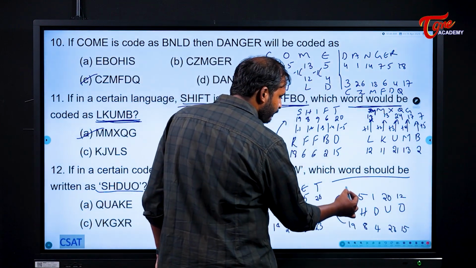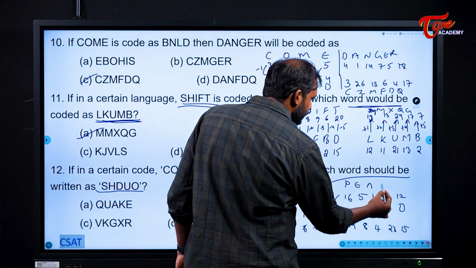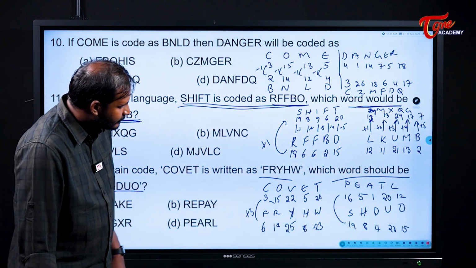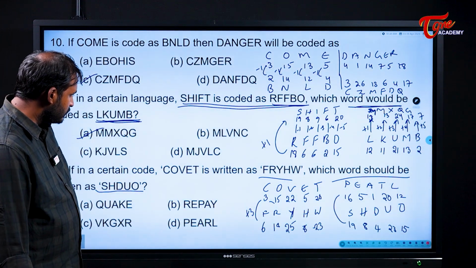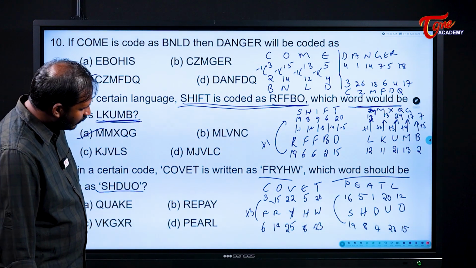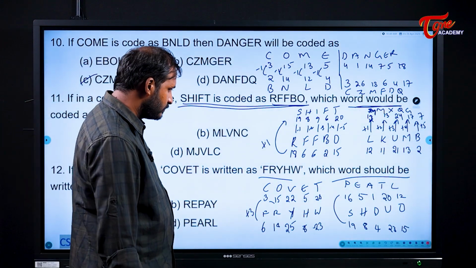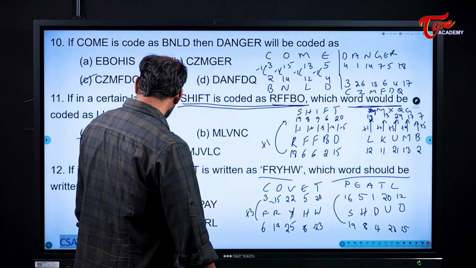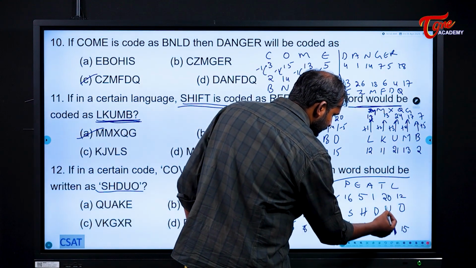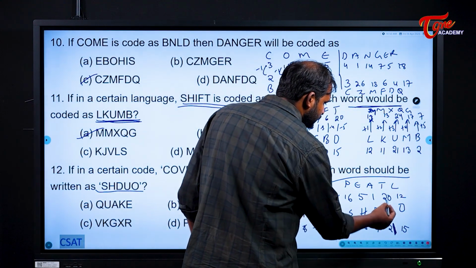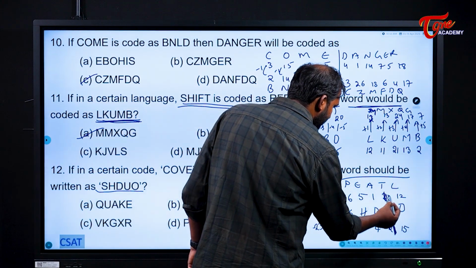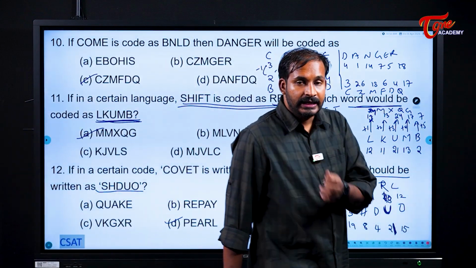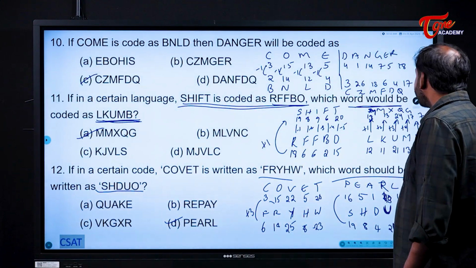So what will be our answer here? PEATL. Right? Govt is coded something like this. Okay. So reverse order. U is, one second, U is 21st alphabet. Not V, this is U. Okay, U is 21st, so 21, 18. What it becomes? Pearl for us. Option D. Option D will be the correct one for us. Okay, next one.